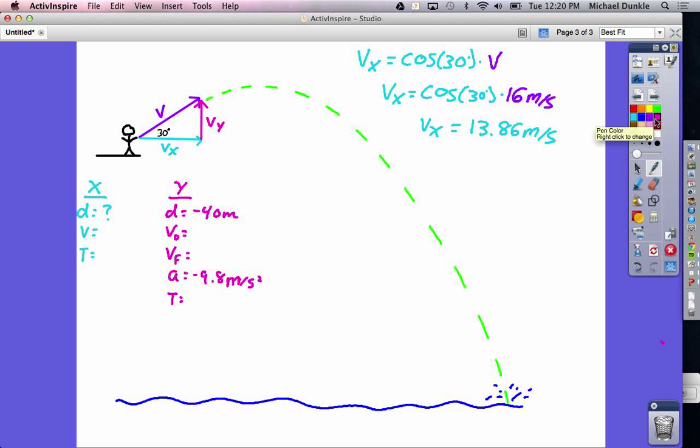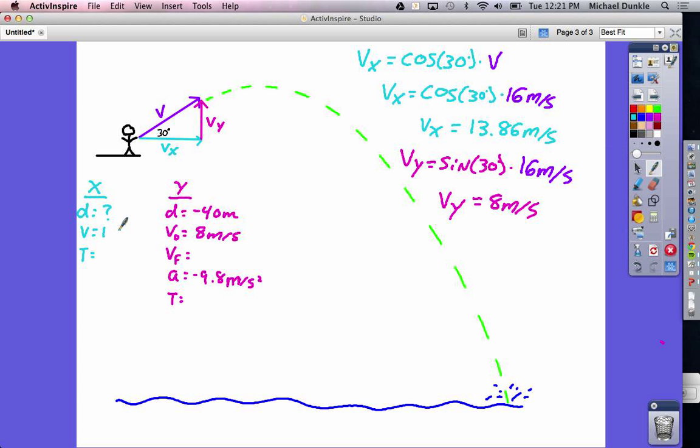We're going to do the same thing in the y direction, but now the y is the opposite side of our triangle. So velocity in the y is equal to the sine of the angle, which is 30 degrees. I'm just going to plug in the speed right away, which is 16 meters per second, running a little short on room. So to shorten that up a little bit, we'll just plug it into our calculator and get that the velocity in the y direction is 8 meters per second. We're going to plug those numbers into our columns, 8 meters per second in the y, and 13.86 meters per second in the x.